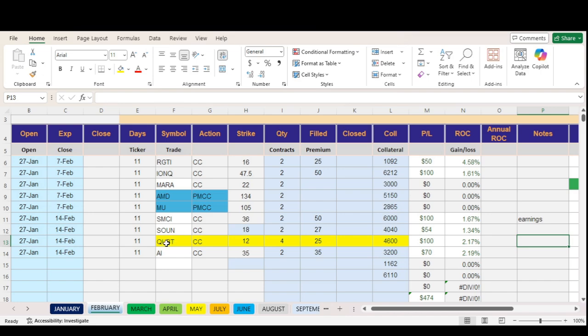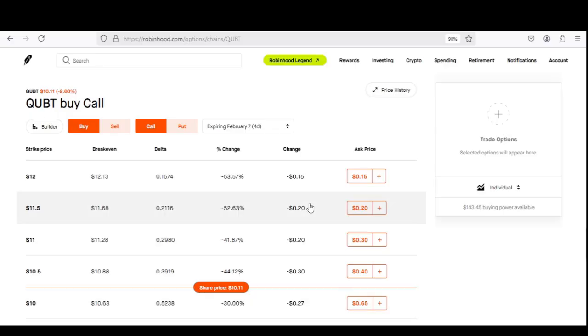We're going to focus solely on QUBT right here. As you can see, my average cost is $4,600. If you divide the $4,600 by 4 contracts, which is 400 shares, you should get an average cost of around $11.50. Let's go ahead and do it right now. Okay, there you go. My average cost is 11.5. I should not be selling any covered calls below the 11.5 price range. Let's go back to Robinhood.